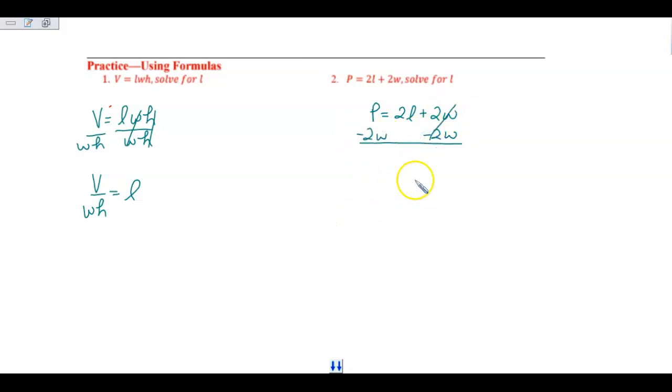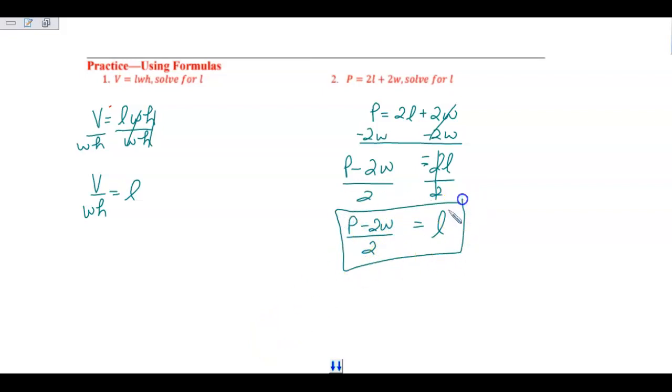So on this side it's gone, and 2L is left. On this side we've got P minus 2W. Now the L is still not by itself, so what I want to do is divide by 2 to get that by itself. And so when I'm done, those cancel out. Length is by itself, and I'm going to have P minus 2W divided by 2. And so that is simplified. Okay.